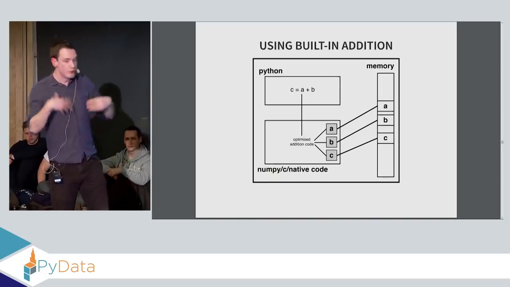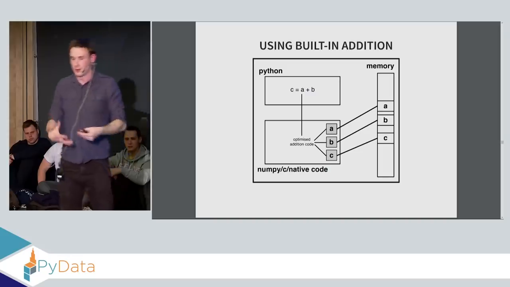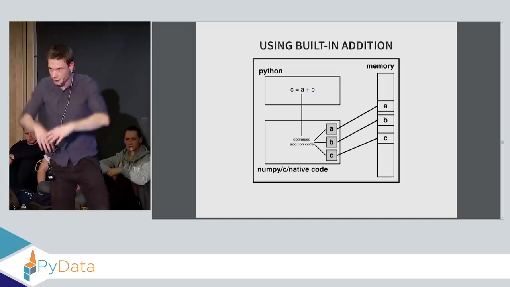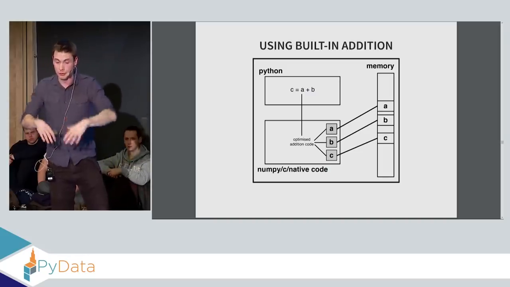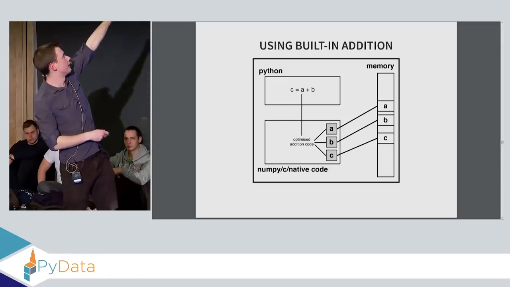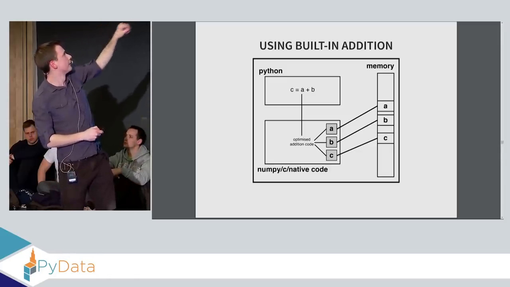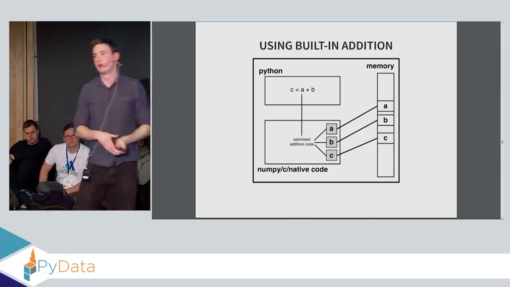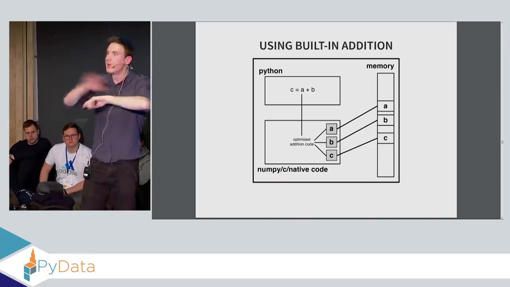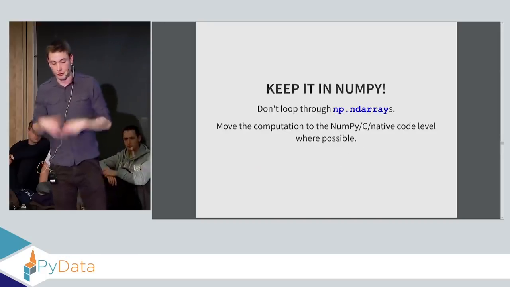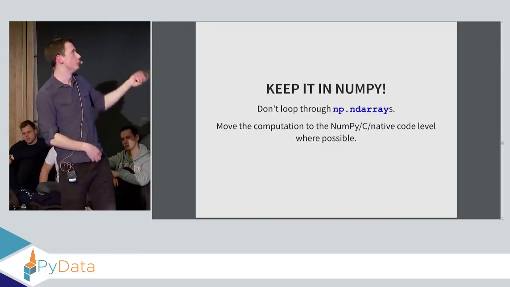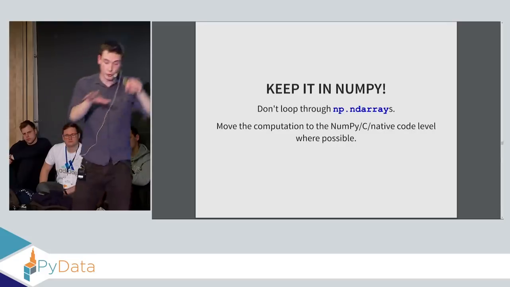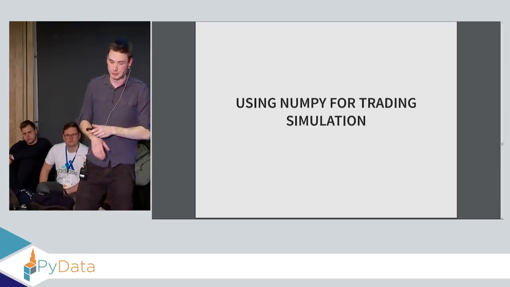Now, the real way to use NumPy in these types of libraries is to push all the computation and all the looping into the NumPy level. So here we have C equals A plus B, and that's just one function call in Python, and everything else is run in the NumPy layer. That means you're removing any potential Python overhead. So the key here is you keep it in NumPy. You don't loop through these arrays, and you move the computation to the native level where possible.